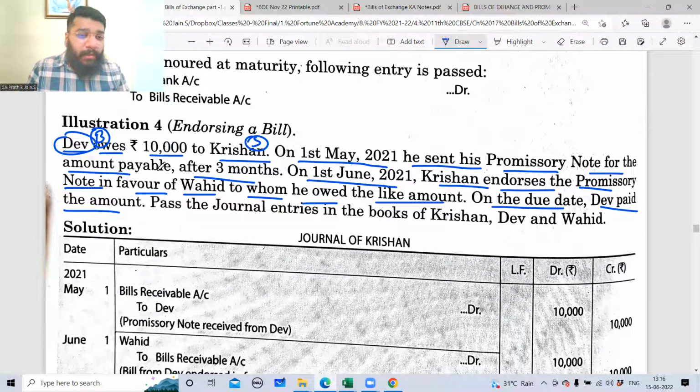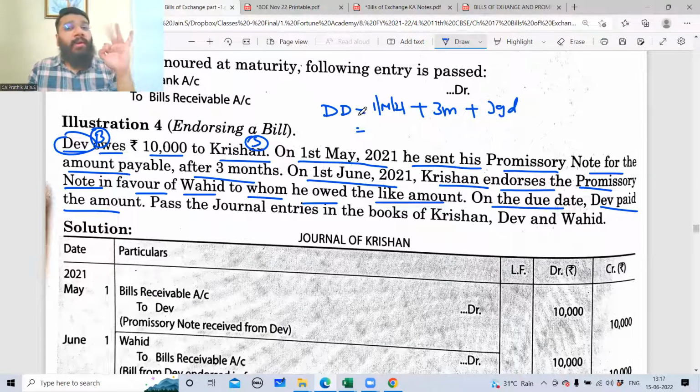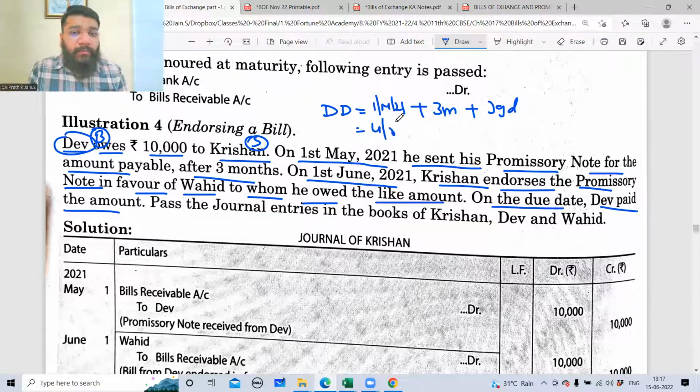for the amount payable after 3 months. So the term of the bill is after date 3 months. So please tell me, what is the due date? August. 1 May 21 plus 3 months plus 3 grace days. So 1 May, so June, July, August. So 1 August plus 3 grace days. So it is 4th August 2021 is your due date or the maturity date.